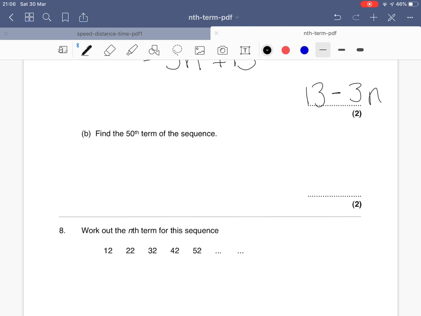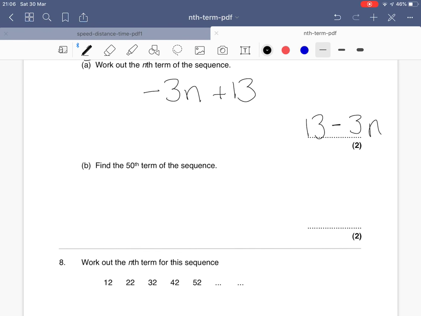Right, so find the 50th term of the sequence. So we replace n with 50, so we've got 13 minus 3 times 50. So we've got 13, 3 times 50 is 150. So we've got 13 take away 150 gives us minus 137.